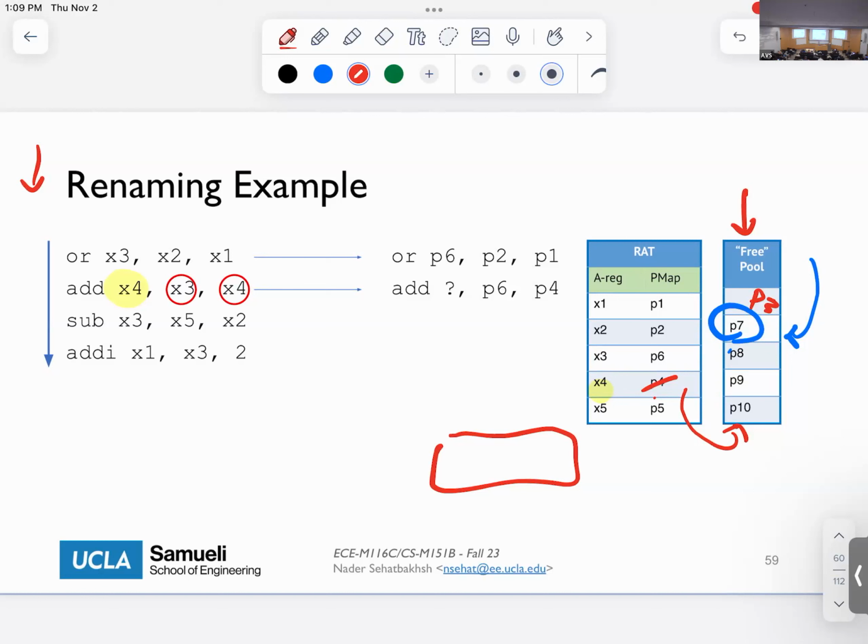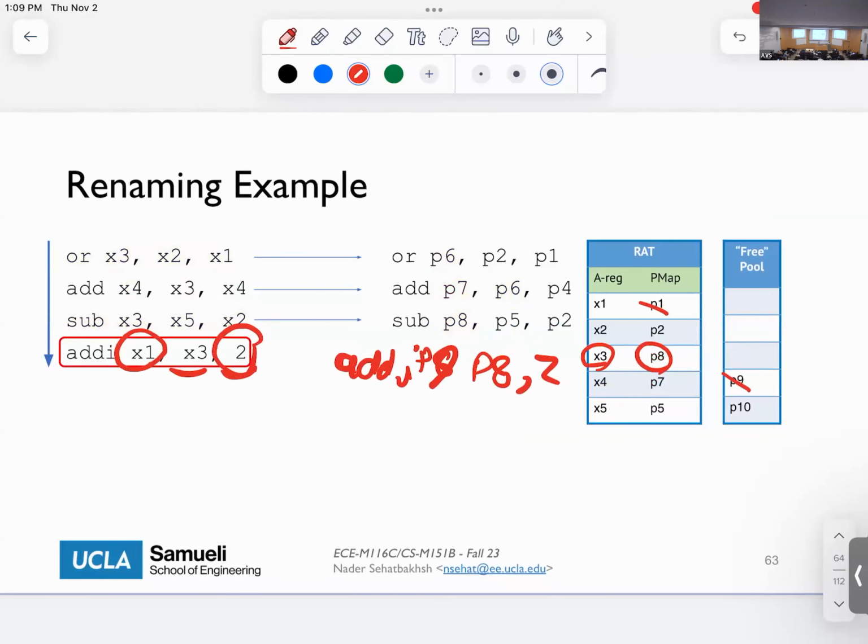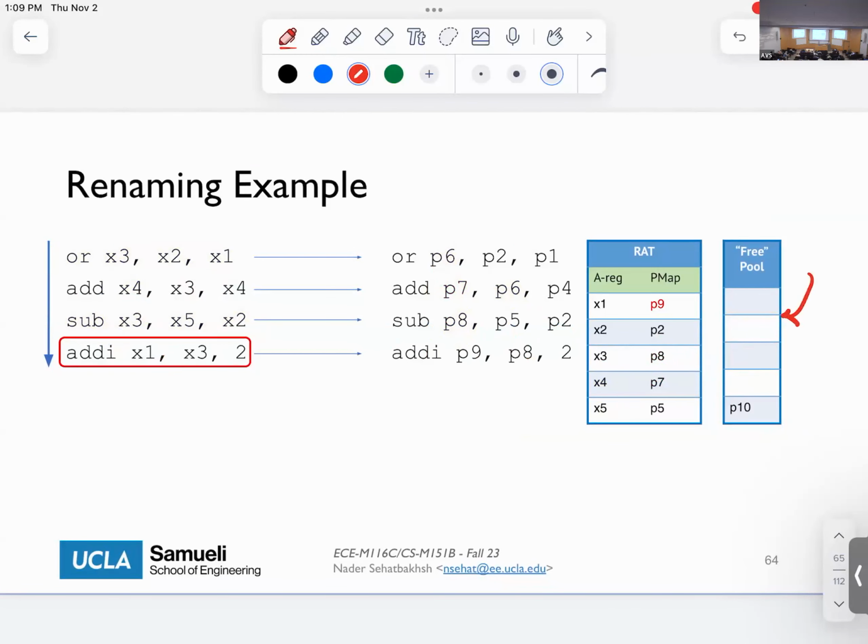Someone asked that it seems some registers are always being used, right? For example, it's being used here in P1. But I'm just showing you a snapshot. There is an instruction before this and an instruction after this. Okay, so this is how your renaming works, okay?